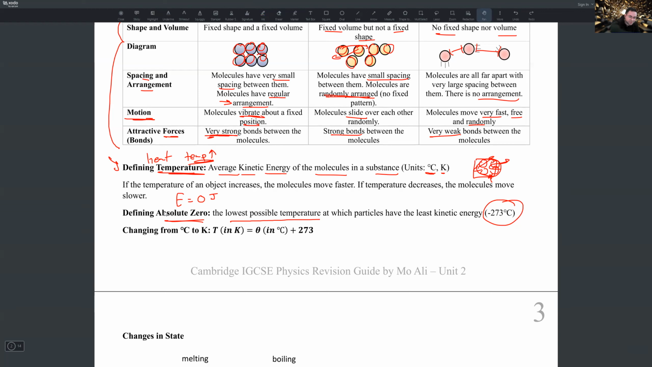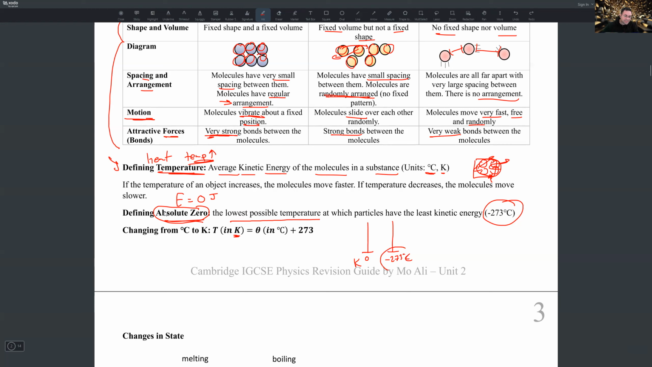So what is absolute zero? It's the lowest possible temperature at which molecules have the least kinetic energy. What's the value? Negative 273 Celsius. What's Kelvin? Kelvin is another unit of temperature that actually uses absolute zero as its zero. Kelvin said, okay, my lowest temperature is zero, and we call it K. Celsius's lowest temperature is negative 273 Celsius.